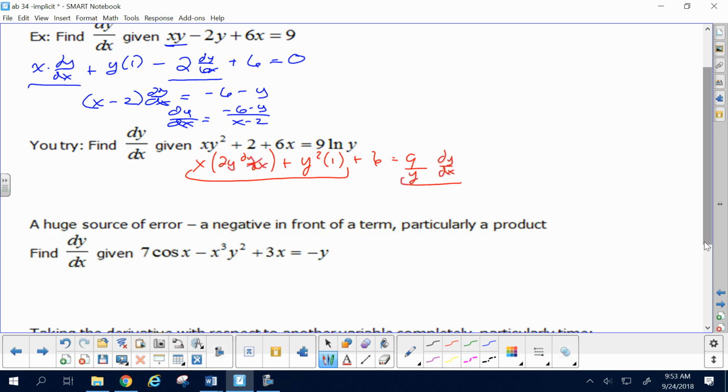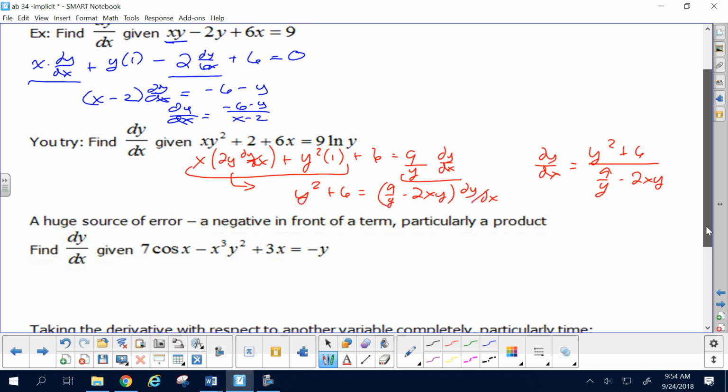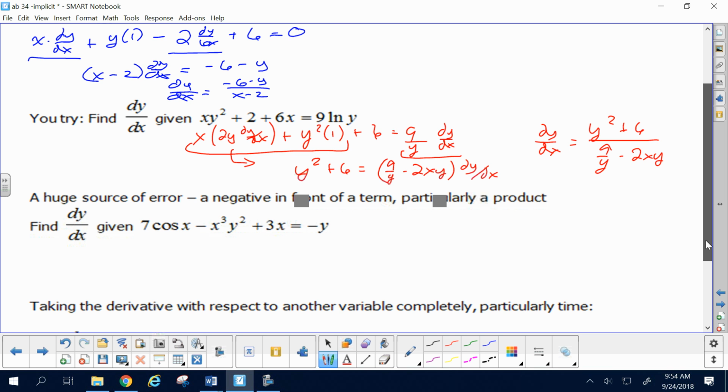All right, so this time I'm going to move that guy over because I have 2 terms over here. That'll be the least amount of moving, I think. 9 over y minus 2xy. I could write that a little cleaner as dy dx. So did you get something like dy dx is y squared plus 6 over 9 over y minus 2xy? Good.